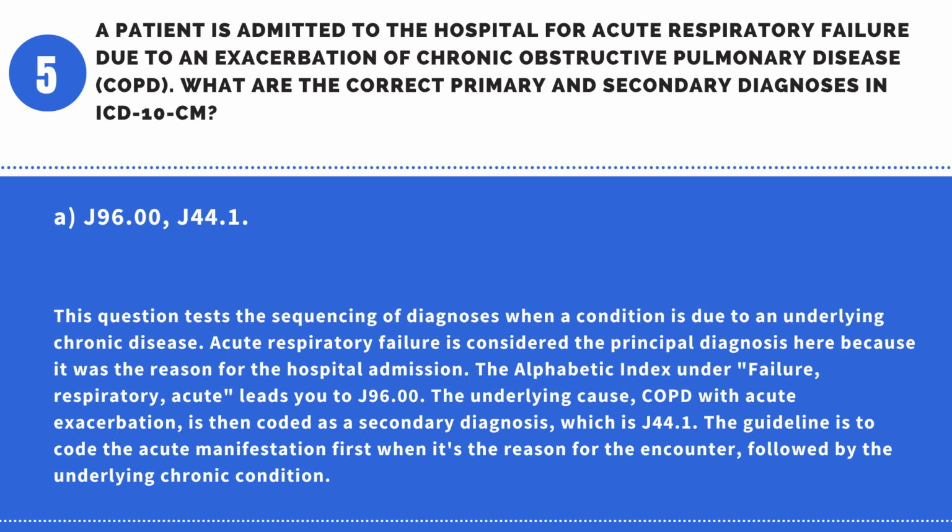Answer: A. J96.00, J44.1. This question tests the sequencing of diagnoses when a condition is due to an underlying chronic disease. Acute respiratory failure is considered the principal diagnosis here because it was the reason for the hospital admission. The alphabetic index under failure, respiratory, acute leads you to J96.00. The underlying cause, COPD with acute exacerbation, is then coded as a secondary diagnosis, which is J44.1. The guideline is to code the acute manifestation first when it's the reason for the encounter, followed by the underlying chronic condition.